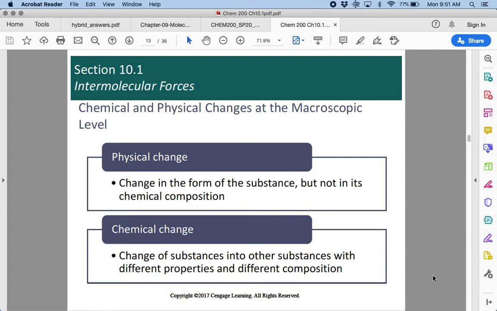So those are physical changes. A chemical change is where we actually change the substance, right? So that would be if we went from H2O and we broke it apart and it became H2 and O2 gas. That would be a chemical change going on because we changed the composition. So that's something important that we have to keep in mind when we're thinking about these intermolecular forces.